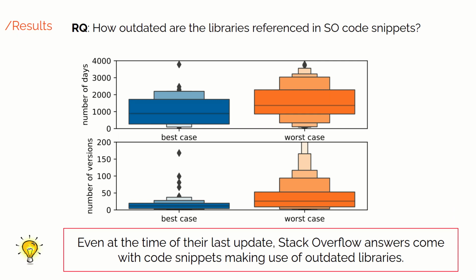Then, using our resulted ranges of versions, we quantified how outdated the libraries referenced in Stack Overflow code snippets are, while considering two scenarios, the best and the worst case. We found that even at the time of their last update, Stack Overflow answers come with snippets making use of outdated libraries, lagging behind with several days and versions.